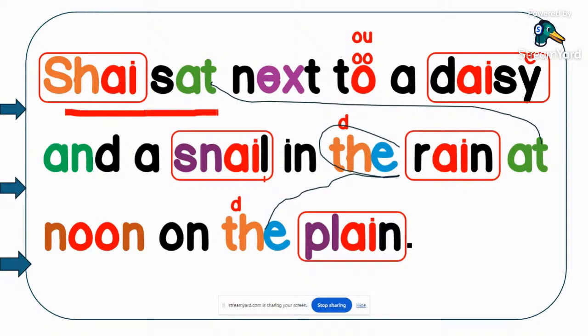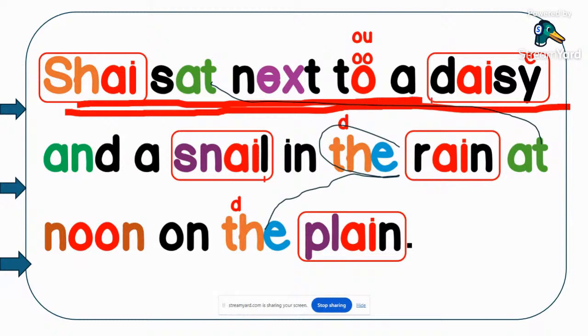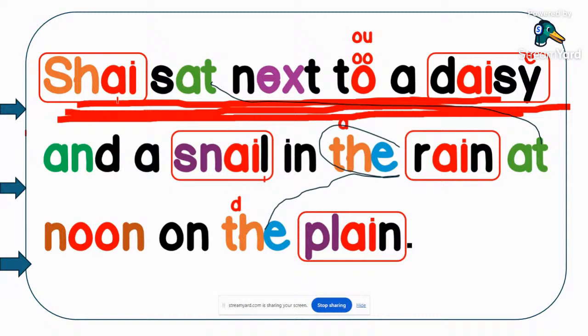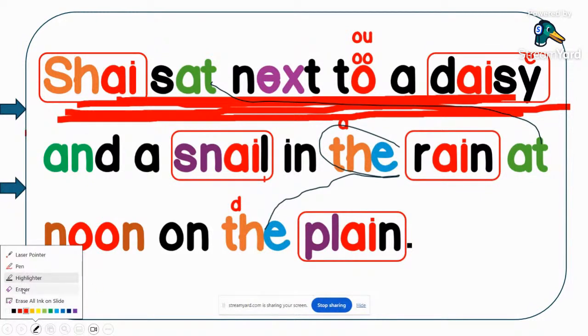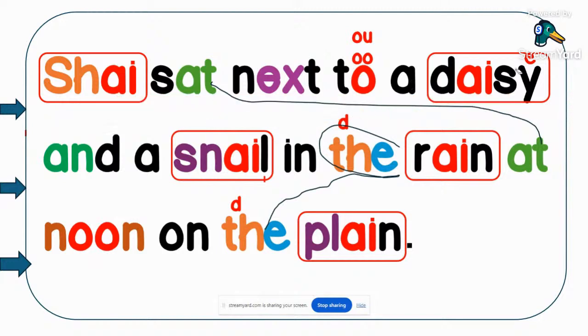She sat next to a daisy. Let's try reading it faster. She sat next to a daisy. Let's try reading it even faster. You ready to go now? She sat next to a daisy. So here we can read, she sat next to a daisy. Very good. So if you can do that now, that means you are doing very well.